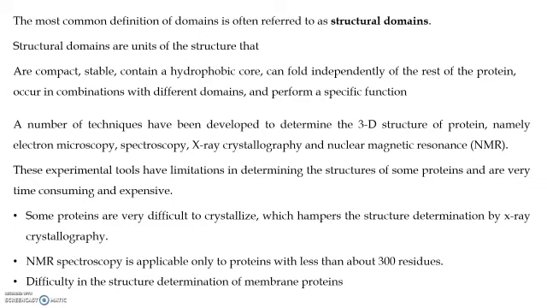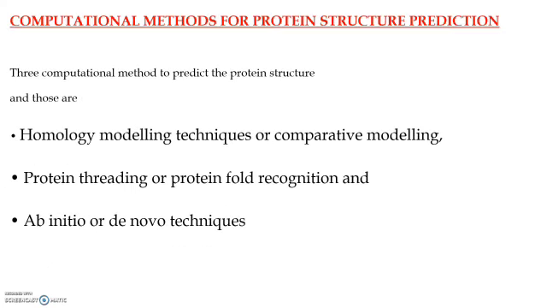So because of all these limitations, the most widely used methods, which are less time consuming and can be performed at very low cost, are the computational methods of protein structure determination. There are basically three types: homology modeling, threading modeling, and the ab initio method. The homology and threading models are mainly knowledge based. That is, they determine the protein structure by comparing it with already available protein structures based on similarity.